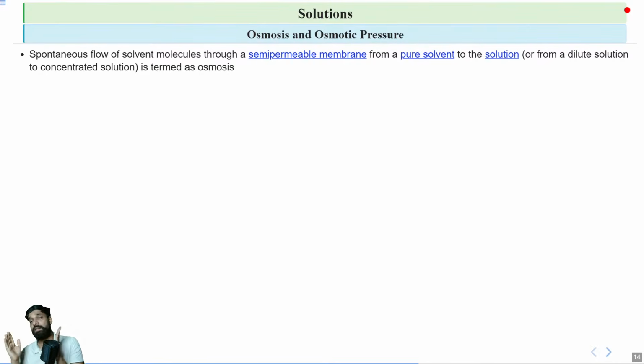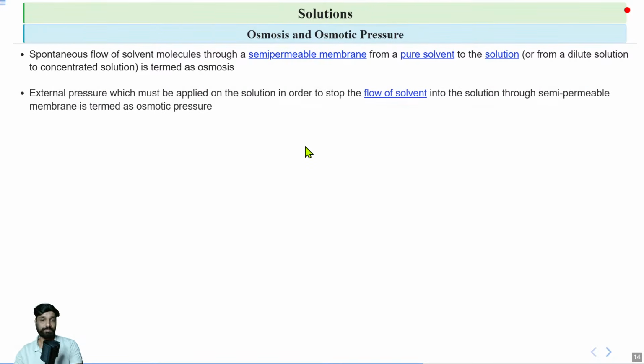That if you are taking your solution in one container, your solvent in the other container, and you are putting a semi-permeable membrane in between, then what will happen? Your solvent particle will move from pure solvent into the solution side. Got it? Now what you can do, you can apply a pressure upon the solution. As a result of this, the solvent particle will not move from the pure solvent side to the solution side.